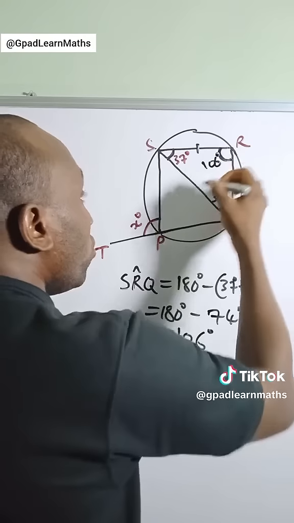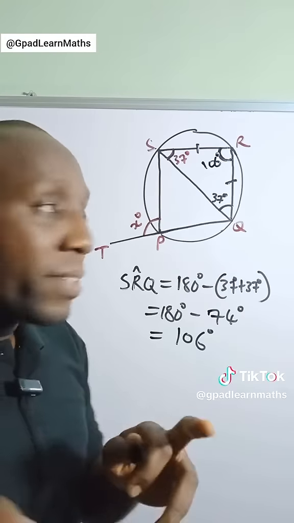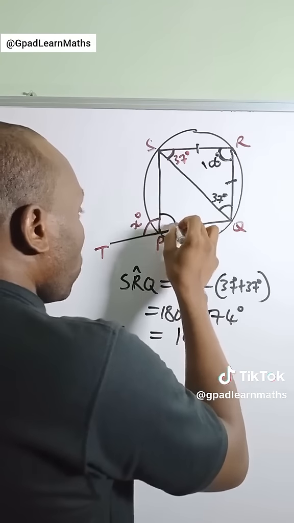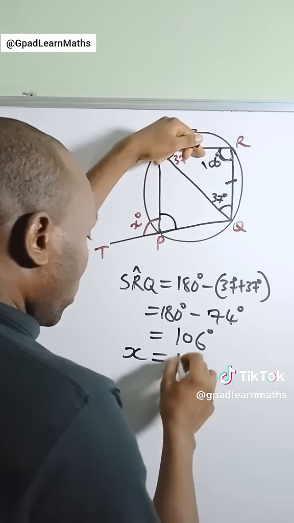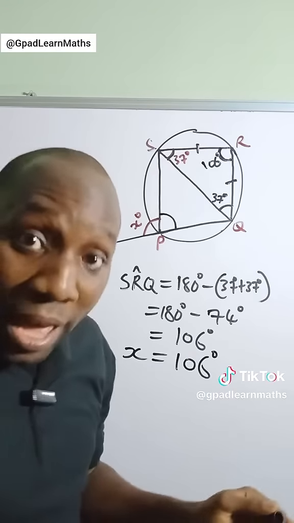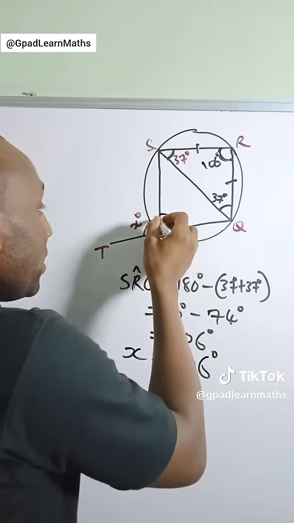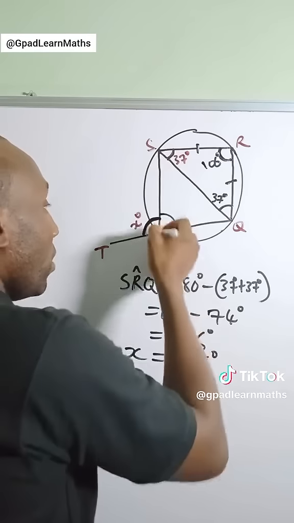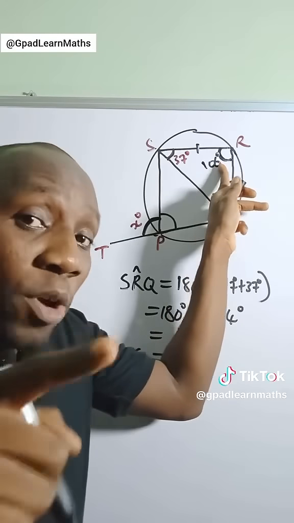And like I told you, the opposite angles add up to 180 degrees. But do you know, I don't even have to find this angle? I can easily just get X. X here is equal to 106 degrees. Why, you may ask? Now, for a cyclic quadrilateral, the exterior angle, this X is an exterior angle to this quadrilateral, is equal to the opposite interior angle.